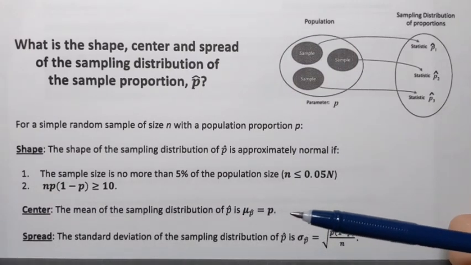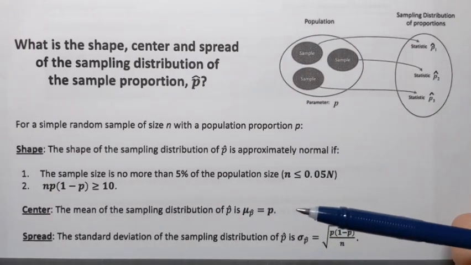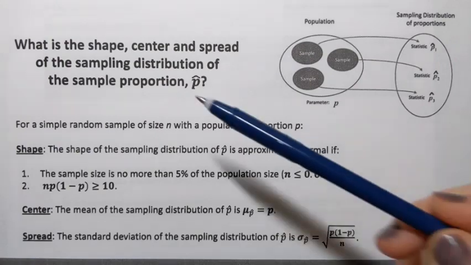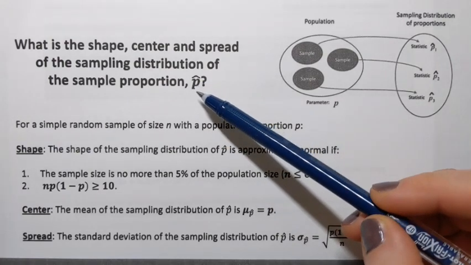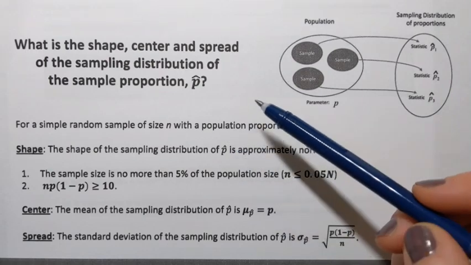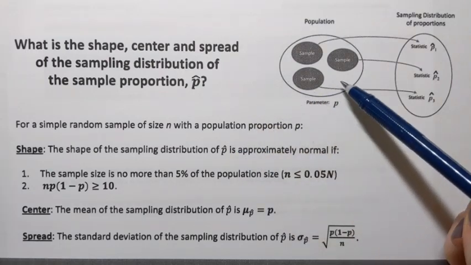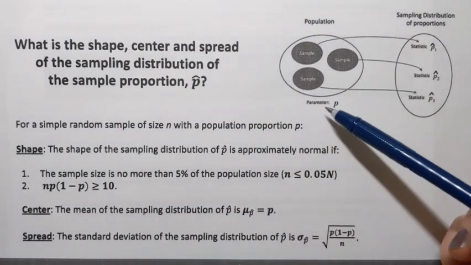So what is the shape, center, and spread of the sampling distribution of the sample proportion p hat? Well, I guess first of all, what is the sampling distribution of the sample proportion? Imagine a population with parameter p.